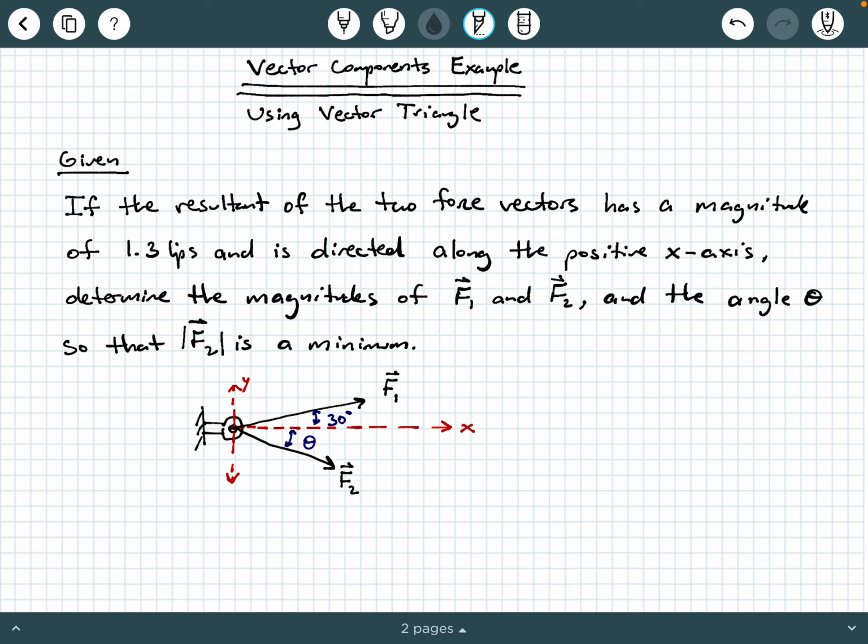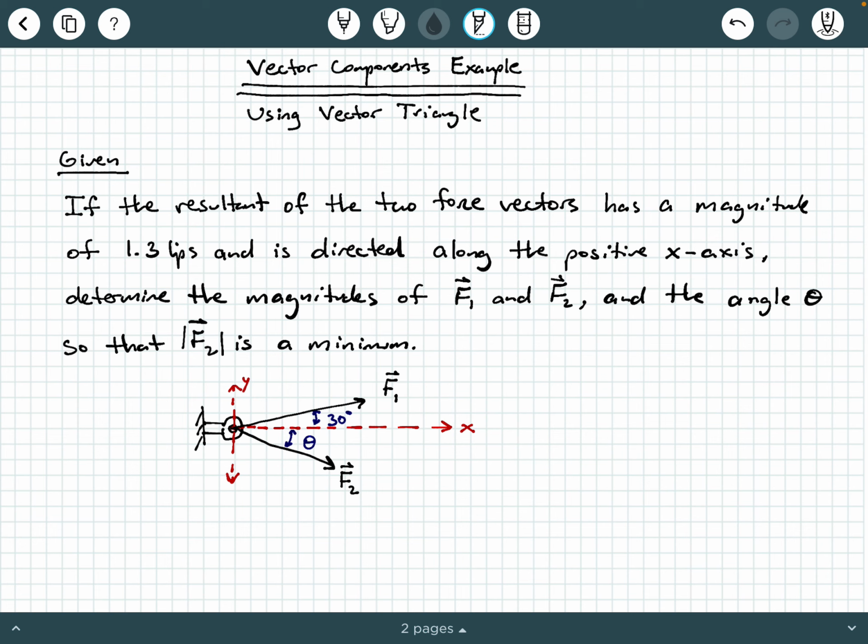Hey everybody, Dr. A here, and in this video we're going to be exploring another example of how to analyze vector components, and in this particular example we're going to be using a vector triangle. Now we've had some other videos and examples where we used a combination of a vector parallelogram and/or a vector triangle. In this example we're just going to go straight for the triangle, okay? So let's go ahead and take a look at the given information.